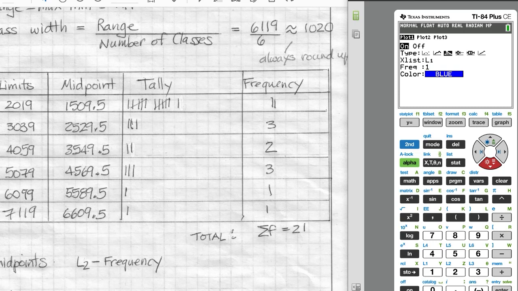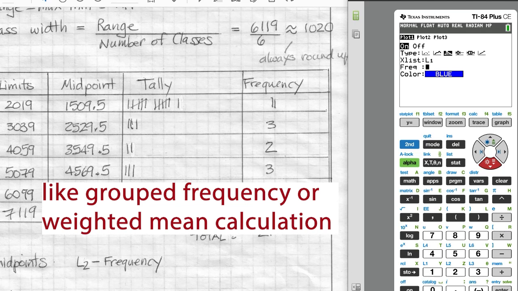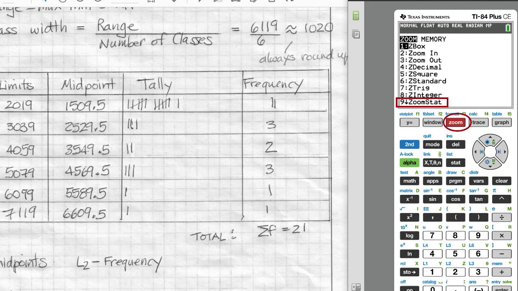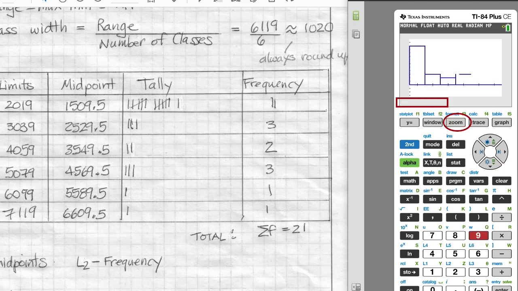I put my midpoints in list 1. I'm going to have to come down here. Instead of frequency being 1, this is like a grouped frequency or a weighted mean calculation. Second L2 puts the frequencies there. And now if I want the calculator to appropriately size the graphing window, I want to go to zoom. See down here 9, zoom stat. That's what my histogram will look like.